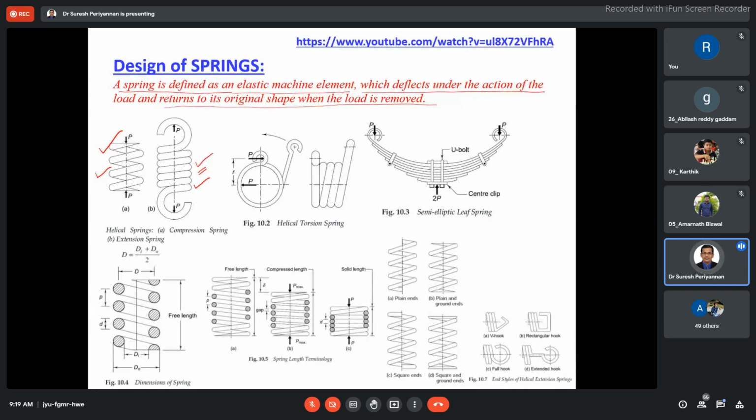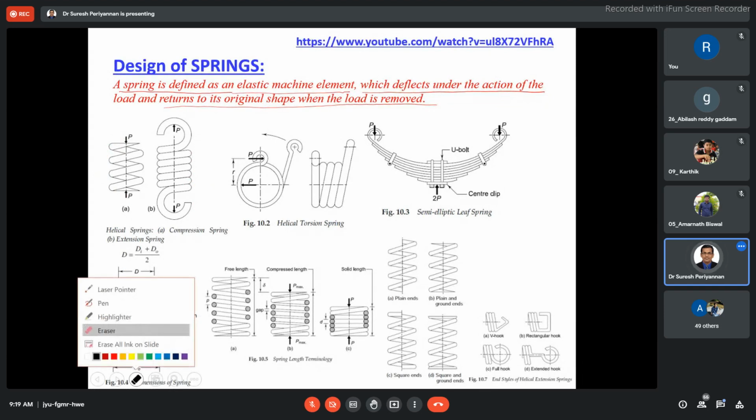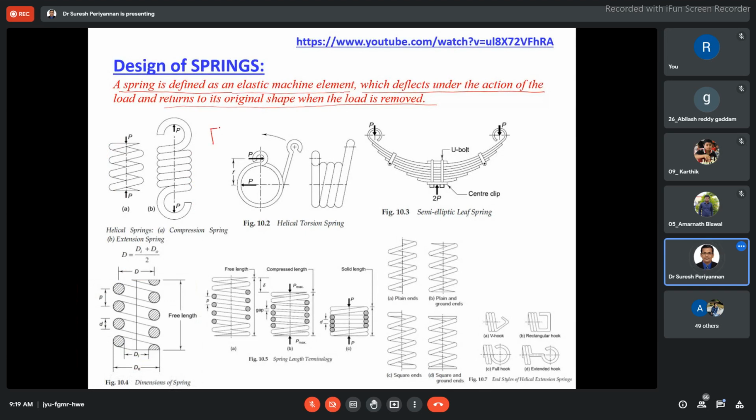Right now, what type of failure occurs here? Please tell me in a general way what type of failure will occur in this spring if we apply the load. I give you a clue, then based on that you tell. In general, what is the tensile load? The bar is subjected to this. Now you tell me. This is tensile load. Suppose the force is towards the inward direction.